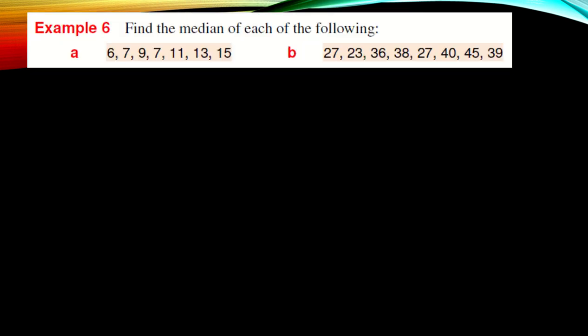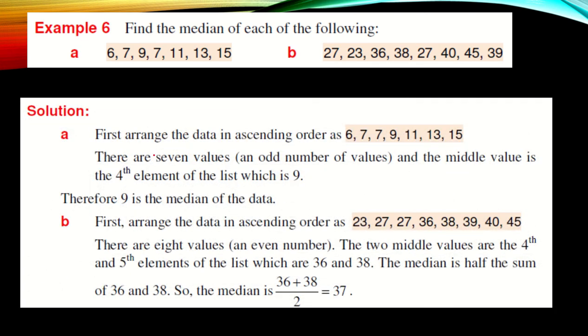Let us see an example. The first one says find the median of the following. There are 2 data sets here, A and B. Let us see one by one. The first one, how many elements are there? 1, 2, 3, 4, 5, 6, 7. So it's odd. Simply we need to rearrange. When you write them in ascending order: 6, 7, 9, 11, 13, 15. If you cancel one from the left and one from the right, even by cancellation you can get it. So the middle term will be 9.